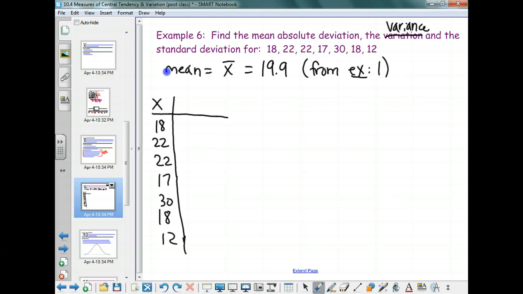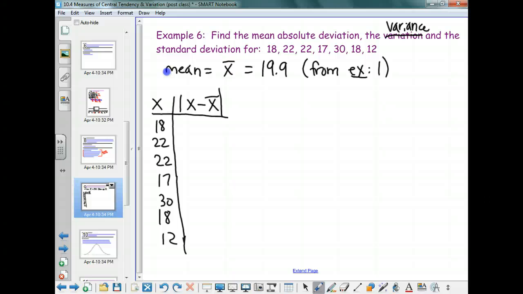What we're going to do next is take each of those x values and subtract them from the mean. What I really want to know is how far away they are. Because there are absolute values, what does that tell me? It's always positive. So I don't care whether it's smaller than the mean or bigger than the mean. I just want to know how far apart it is from the mean. You can literally take your calculator, do 18 minus 19.9, and no matter what it says, positive or negative, you write the positive part down.